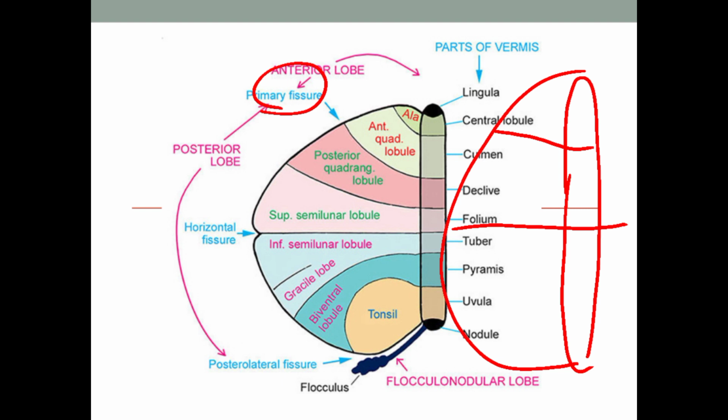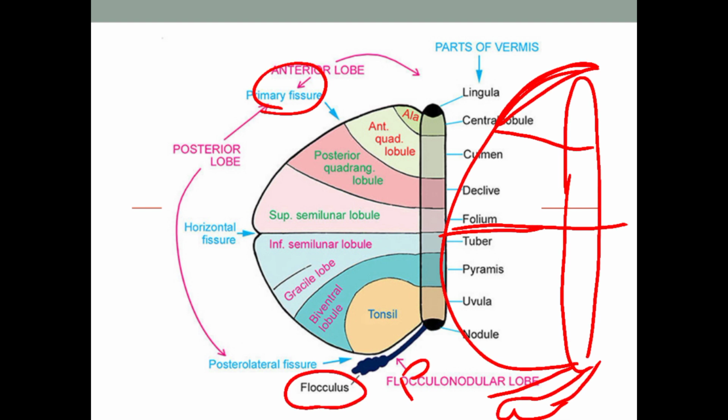So above the primary fissure, this part is called the anterior lobe, and next to this is the horizontal fissure. Below it, this part is called the posterolateral fissure, and below it is the lobe called the posterior lobe, which consists of a nodule. Can you see this one? That is called the flocculonodular lobe, otherwise called the flocculus.